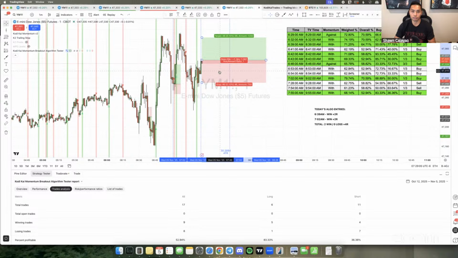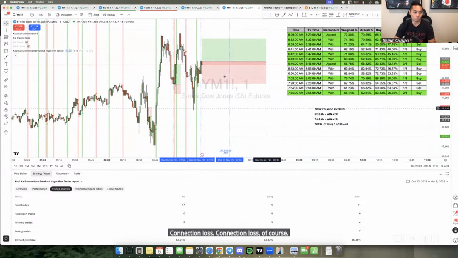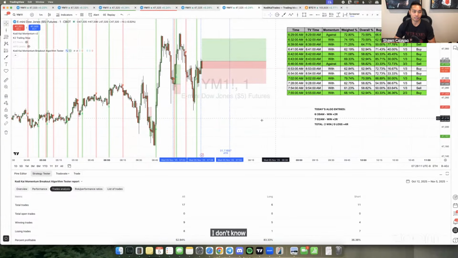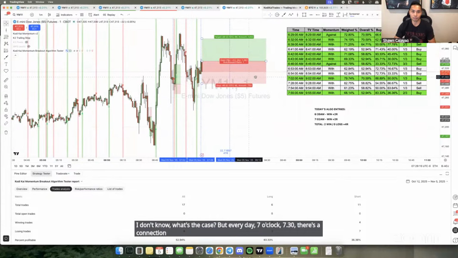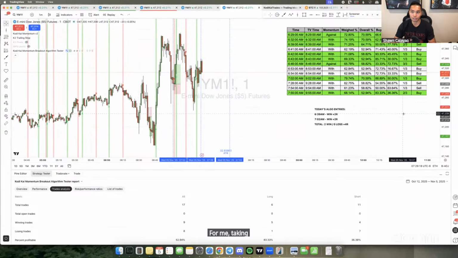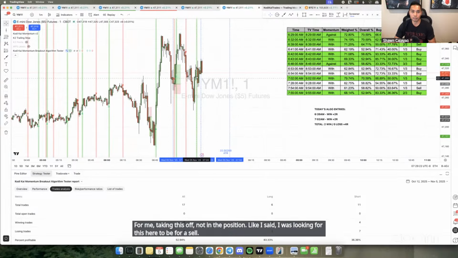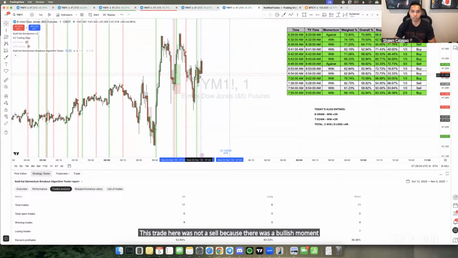Connection lost. Of course, it's a connection loss. So what I noticed is at 7 o'clock and 7:30, I don't know what's the case, but every day, 7 o'clock, 7:30, there's a connection issue for me. Taking this off, not in the position. Like I said, I was looking for this here to be for a sell. This trade here was not a sell because there was a bullish momentum there. We needed a bearish momentum to confirm it.